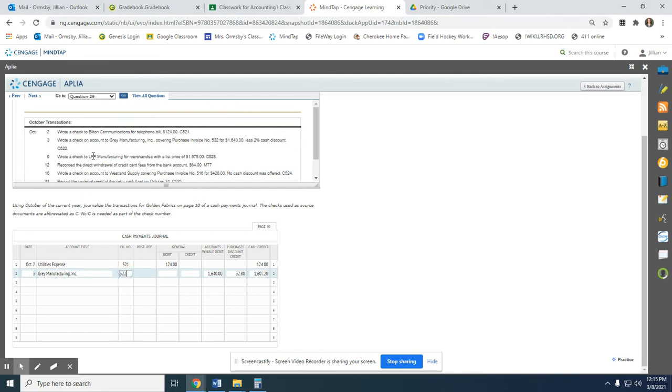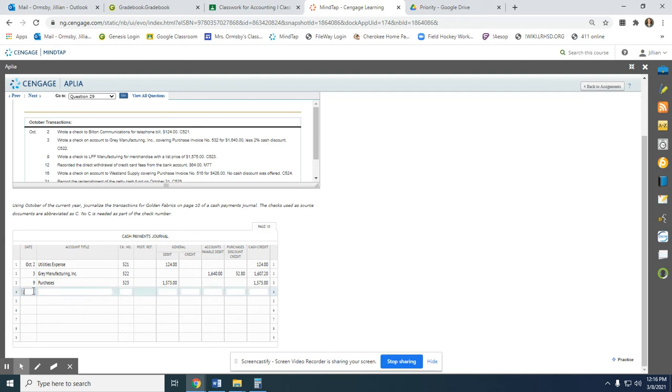Next, we wrote a check to LPF Manufacturing for merchandise. So we purchased merchandise. On the ninth, purchases is the account that we're utilizing. We wrote a check, so we paid cash. 1,575 to cash credit, and then the source document is going to be 523. So anytime we see that phrase for merchandise, paid cash, or wrote a check for merchandise, purchases is the account that we're utilizing. It's a general debit and then cash credit.